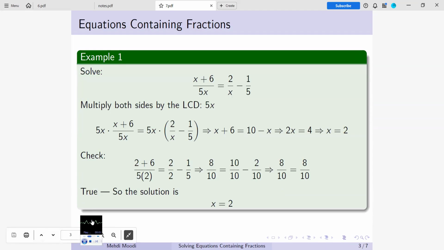Once Captain LCD crushes all the denominators, it's your turn to shine. Grab the sword of inverse operations and isolate that X like a boss.